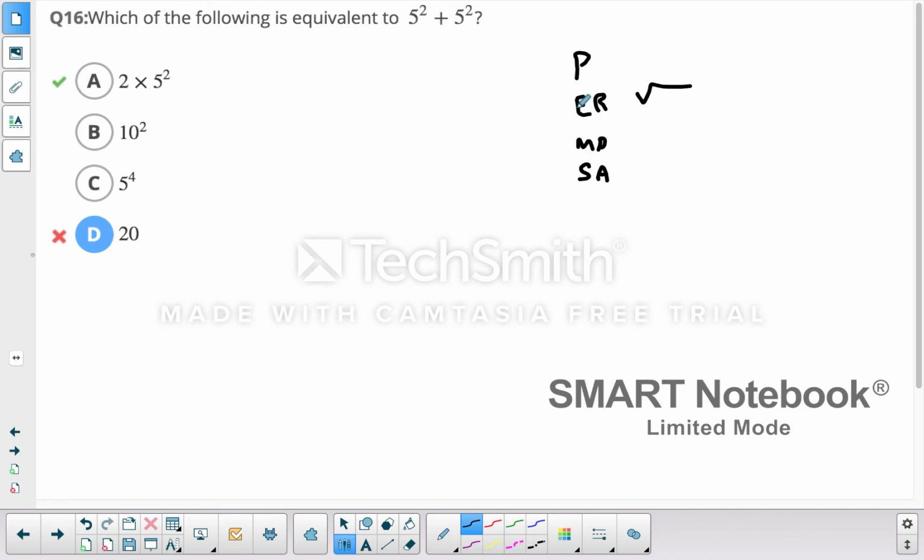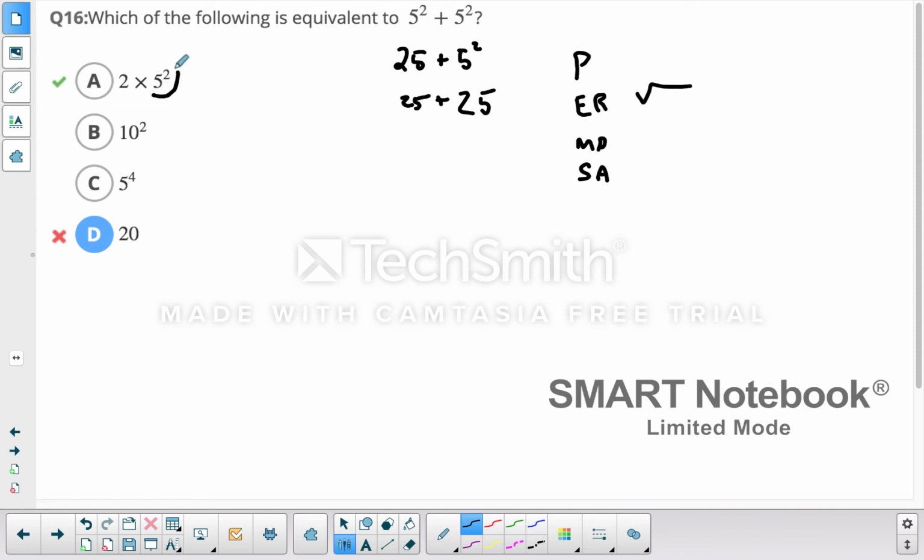So as I look at this, exponents is the first thing you would do. So you get 25 plus 5 squared. And then you'd want to do exponents again. So it'd be 25 plus 25. And so it says, which of the following is equivalent? Well, 20 is not equivalent to 25 plus 25.